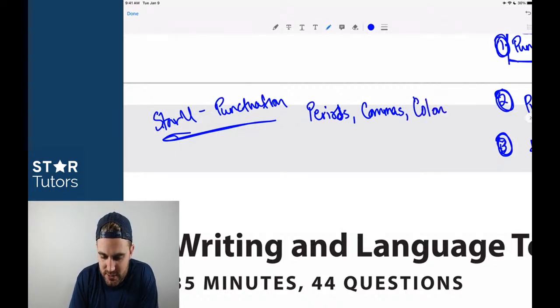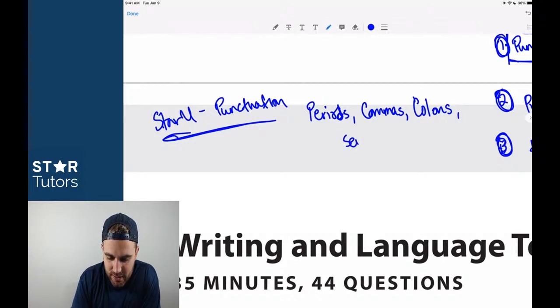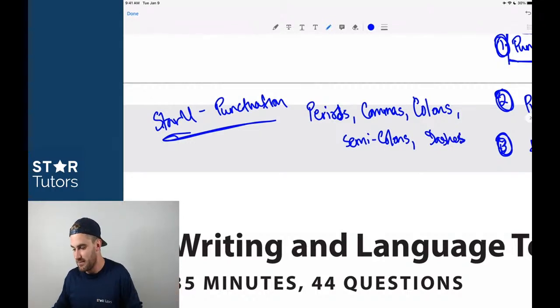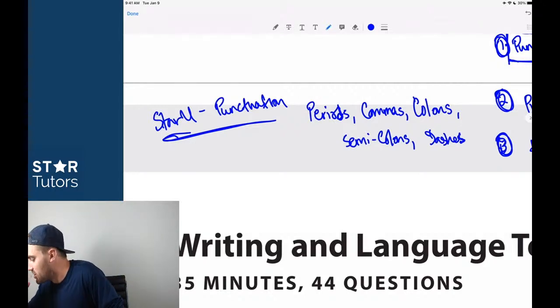Right? We have colons, we have semicolons, and we have dashes. Those are the 5. Those are the only pieces of punctuation, minus maybe one obscure reference, that you're going to see on the SAT writing and language section.